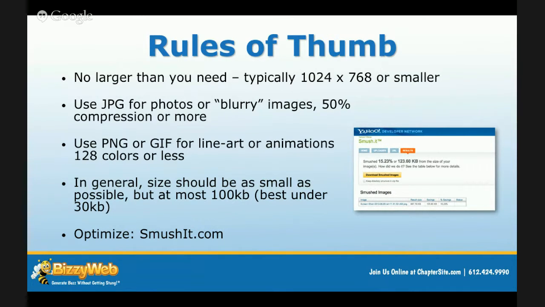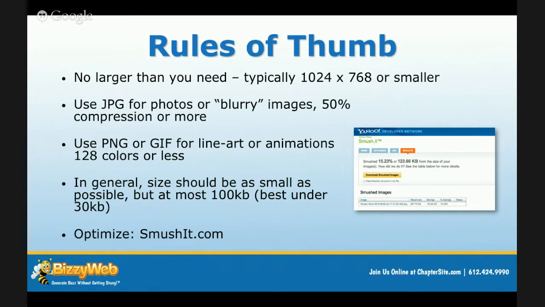And for that, you can set animations at 128 colors or less. Again, view them side by side. In most cases, you'll be able to get down to at least 32 colors, and 128 colors versus 32 colors is a quarter of the size. So if you can bring it down as small as possible, under 100 kilobytes, best under 30 kilobytes, it will help you out massively. So in general, your size should be as small as possible.